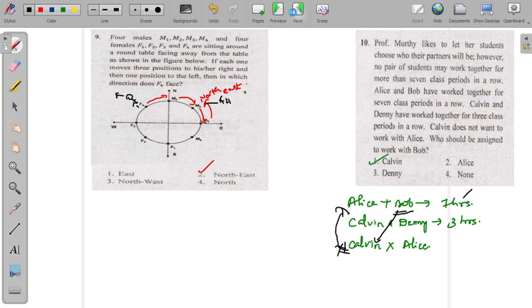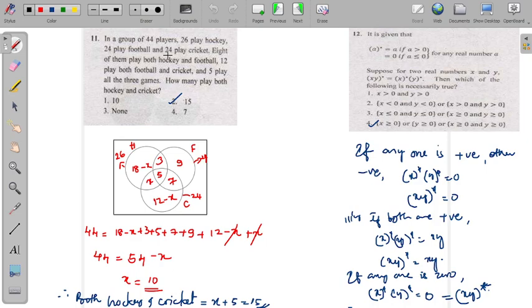So next question, that is the 11th question. In a group of 44 players, 26 play hockey. So we have to draw a Venn diagram. Total 44 players are there. 26 play hockey, 24 play football, and 24 play cricket. 8 of them play both hockey and football. 12 play both football and cricket. 5 play all the 3 games.